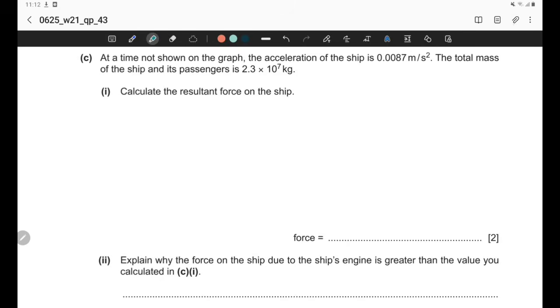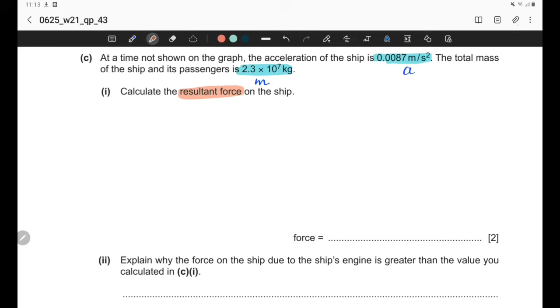Part C. At a time not shown on the graph, the acceleration of the ship is 0.0087 meter per second squared. The total mass of the ship and its passengers is 2.3 times 10 to the power 7 kilogram. So we are provided with the acceleration and the mass. Calculate the resultant force on the ship. We need to find out the resultant force.